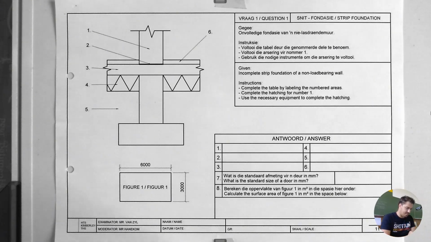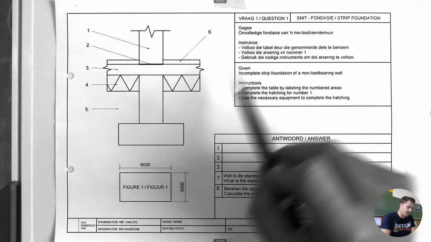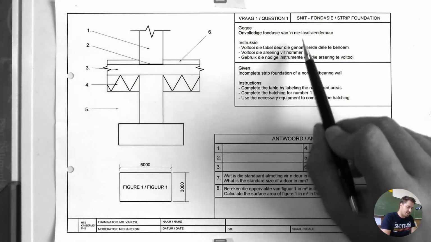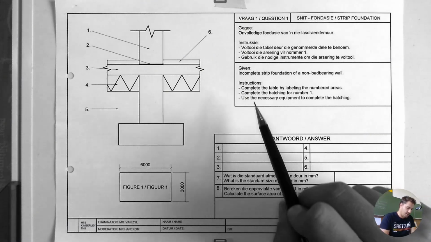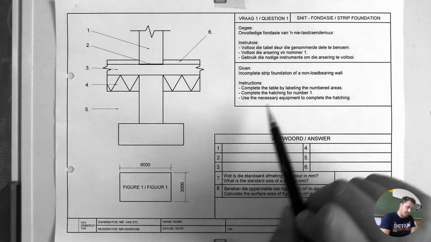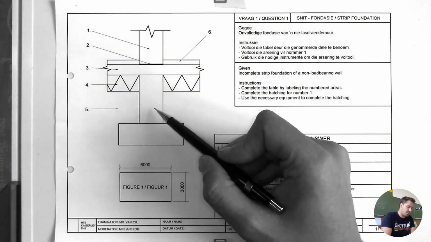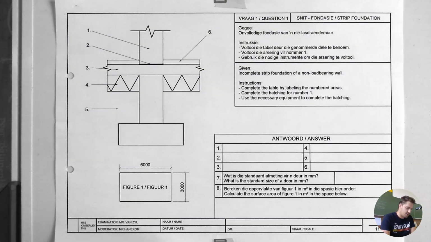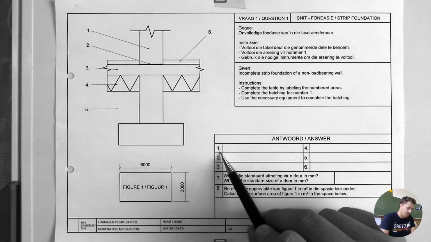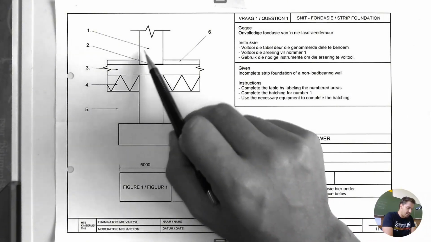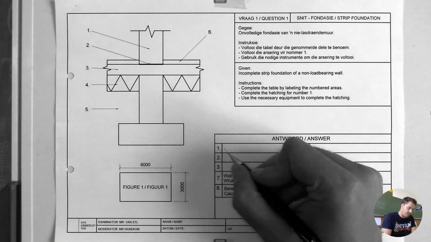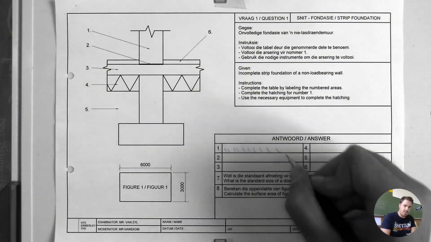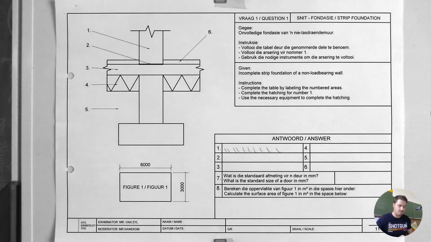I realize I said it's a double wall. It isn't. It's a non-load bearing wall, which means it is a single wall. Then we have to use the necessary equipment to complete the hatching, so this is not freehand hatching. For answer number 1, it's the hatching that I have to fill in on the drawing, so this technically means nothing. You can alleviate that. That is not supposed to be there.